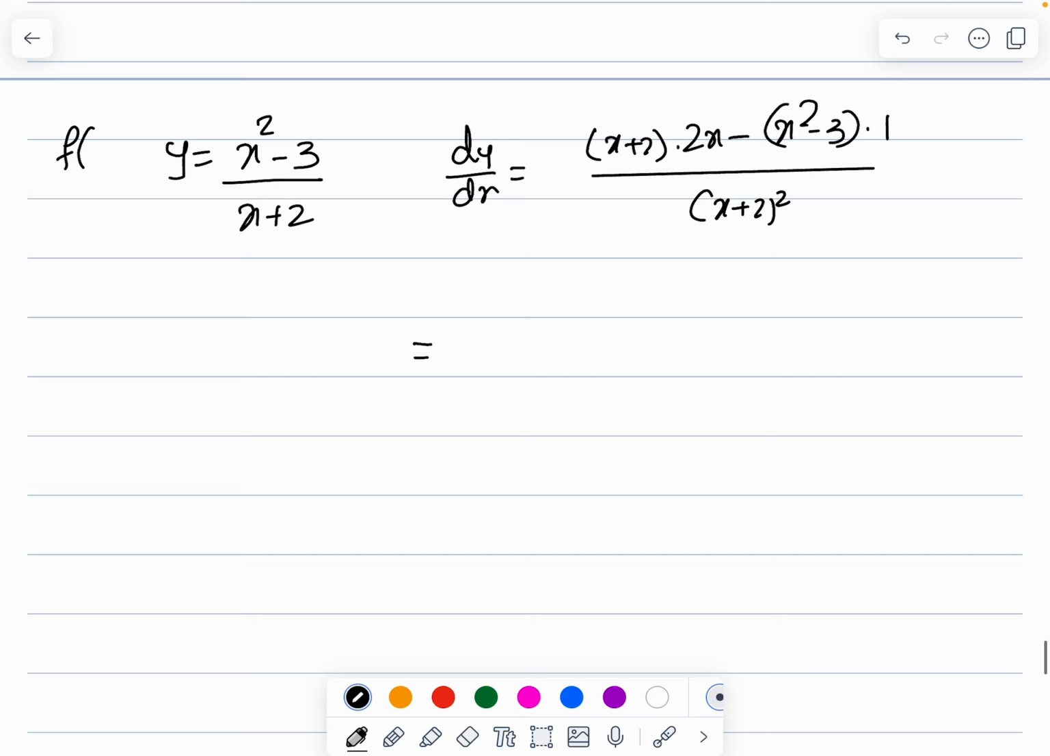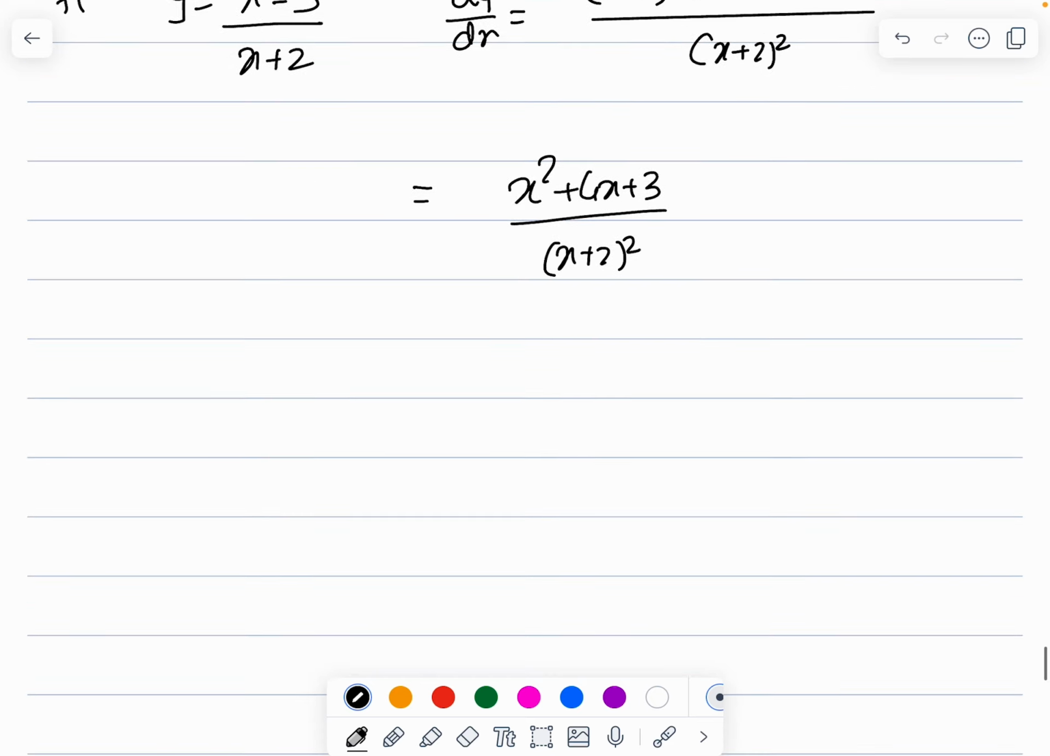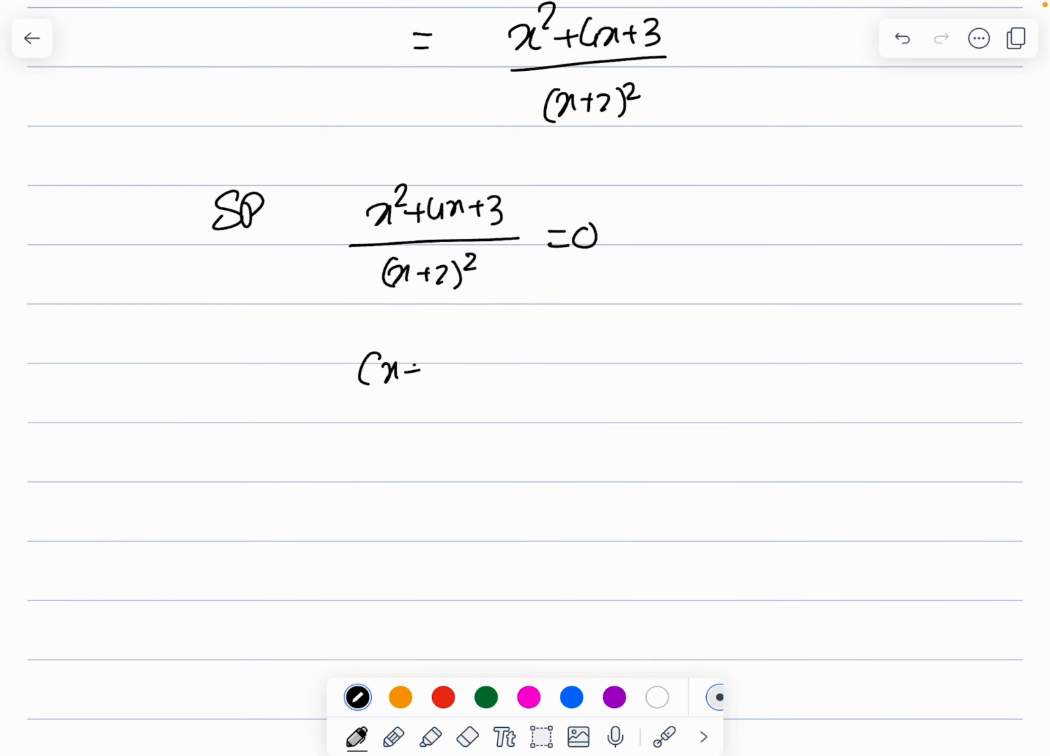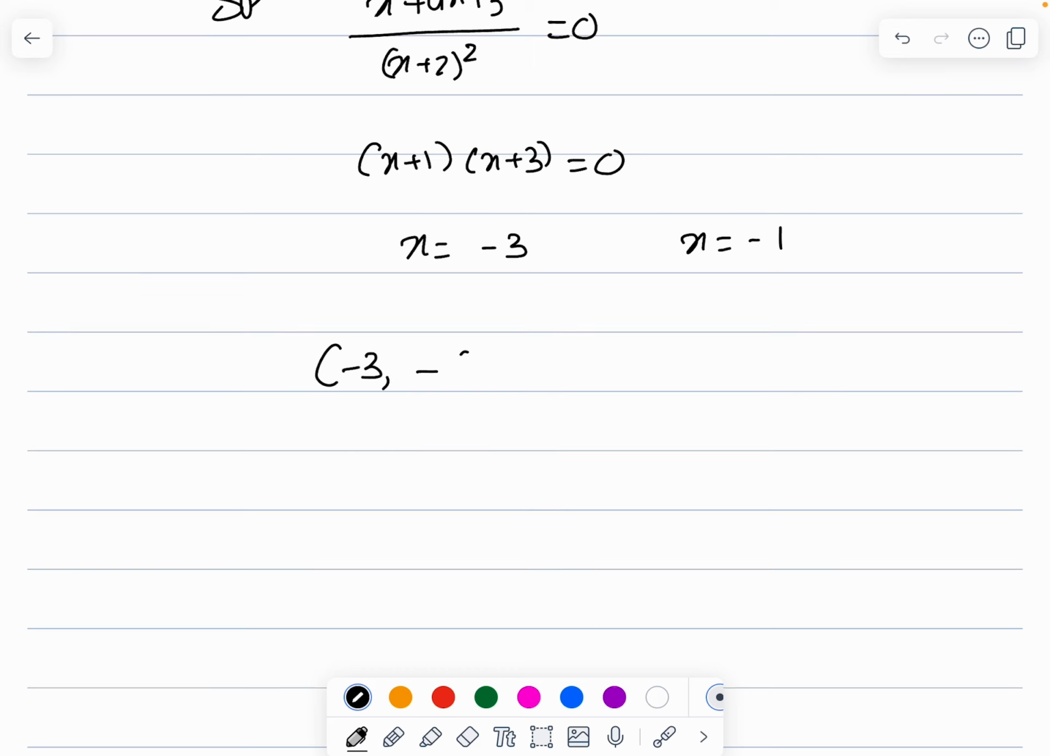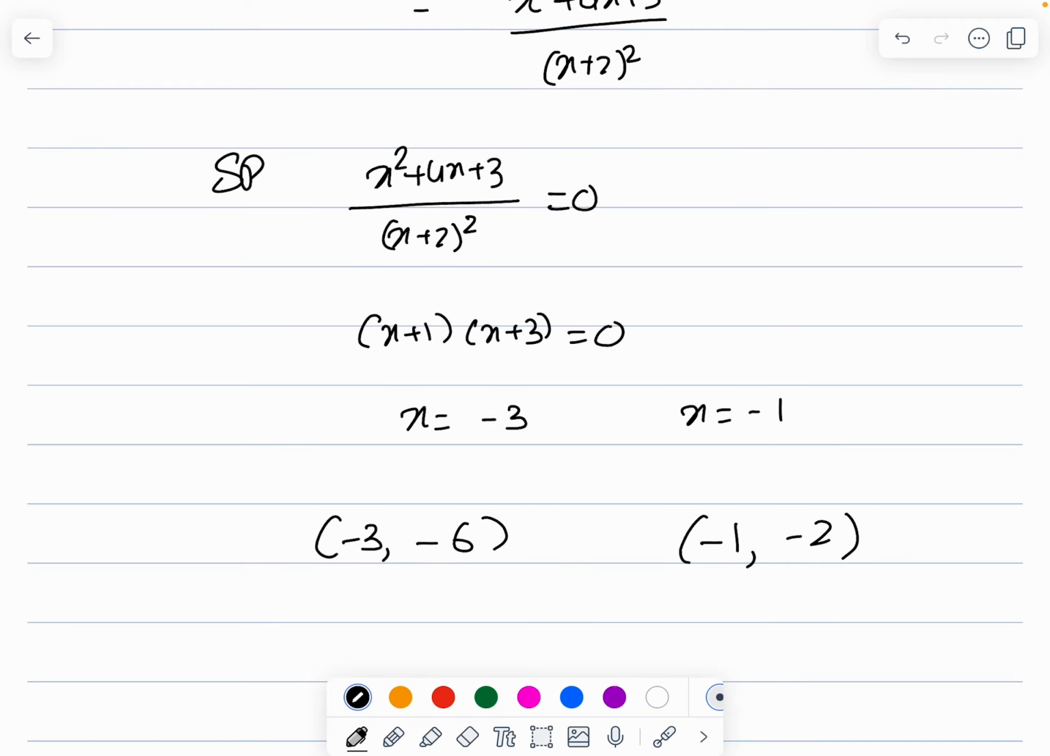Now when I simplify that, I will be getting it as x square plus 4x plus 3 divided by x plus 2 whole square. So at stationary point, x square plus 4x plus 3 upon x plus 2 whole square should be equal to 0. So it is x plus 1 times x plus 3 should be equal to 0. So x equals to negative 3, x equals to negative 1. When I plug in negative 3, my answer is negative 6. When I plug in negative 1, my answer is negative 2. That's going to be the answer.